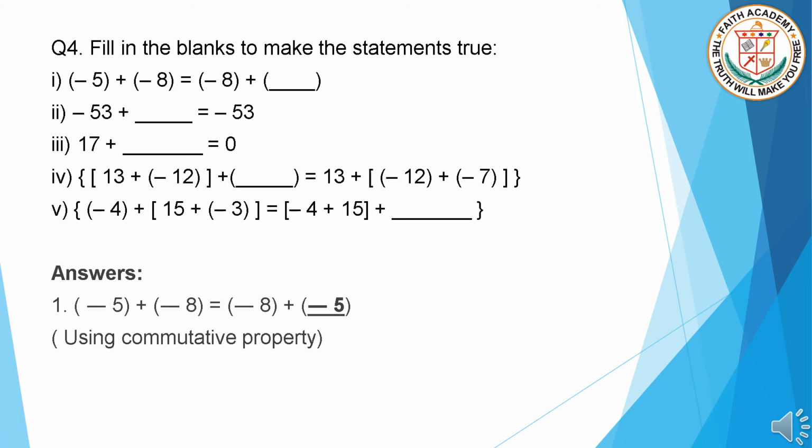Question 4 says that fill in the blanks to make the statements true. Now the first part is minus 5 plus minus 8 is equal to minus 8 plus dash. Now as you can see here, if it is minus 5 plus minus 8, then it should be minus 8 plus minus 5 using the commutative property. So the blank that is to be filled is minus 5.